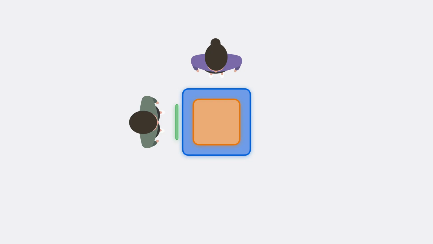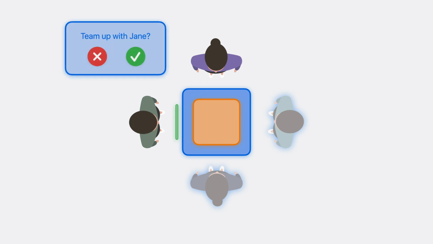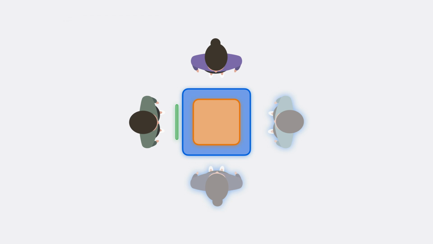For my board game app, I want to let people in the same space play against anyone joining from FaceTime. I'll check which participants are physically together and proactively suggest those nearby people as teammates. To do this, I need to know which participants are nearby and which participants are remote.